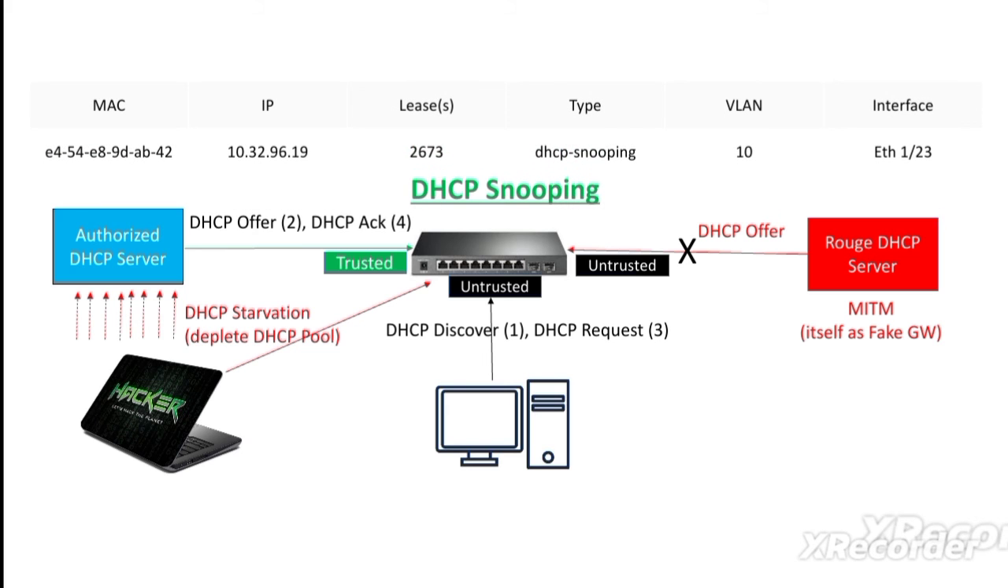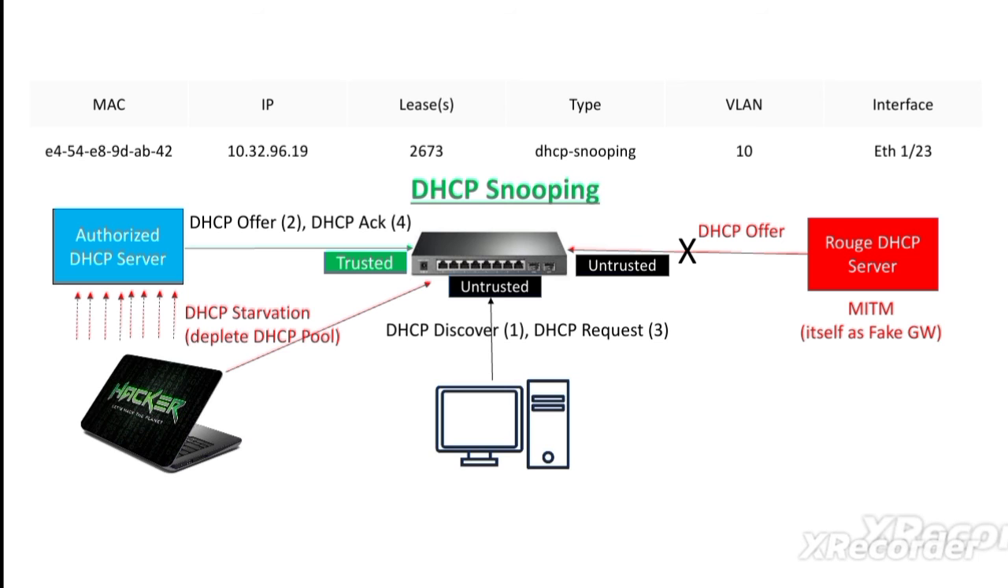Furthermore, after the fourth DHCP Acknowledgement packet by the authorized DHCP server, an entry is made in the DHCP Snooping binding table on the switch. In this binding table, the port and the MAC address of the client, along with its IP address, are registered.